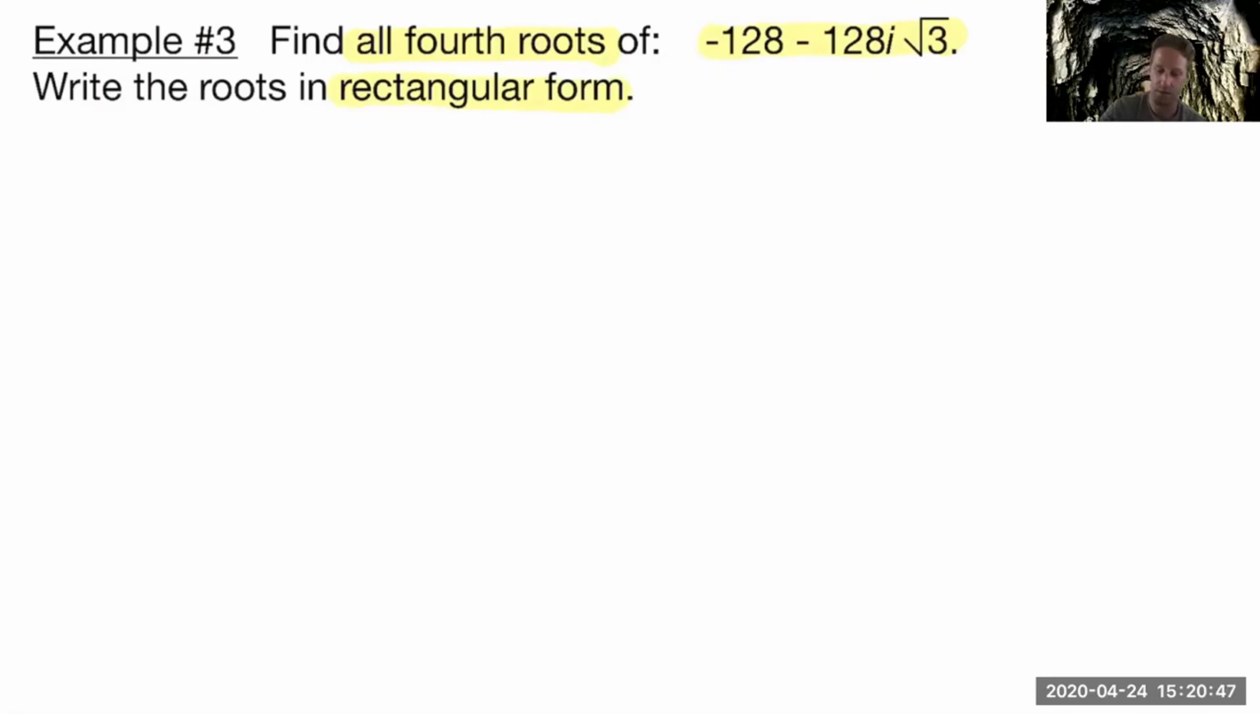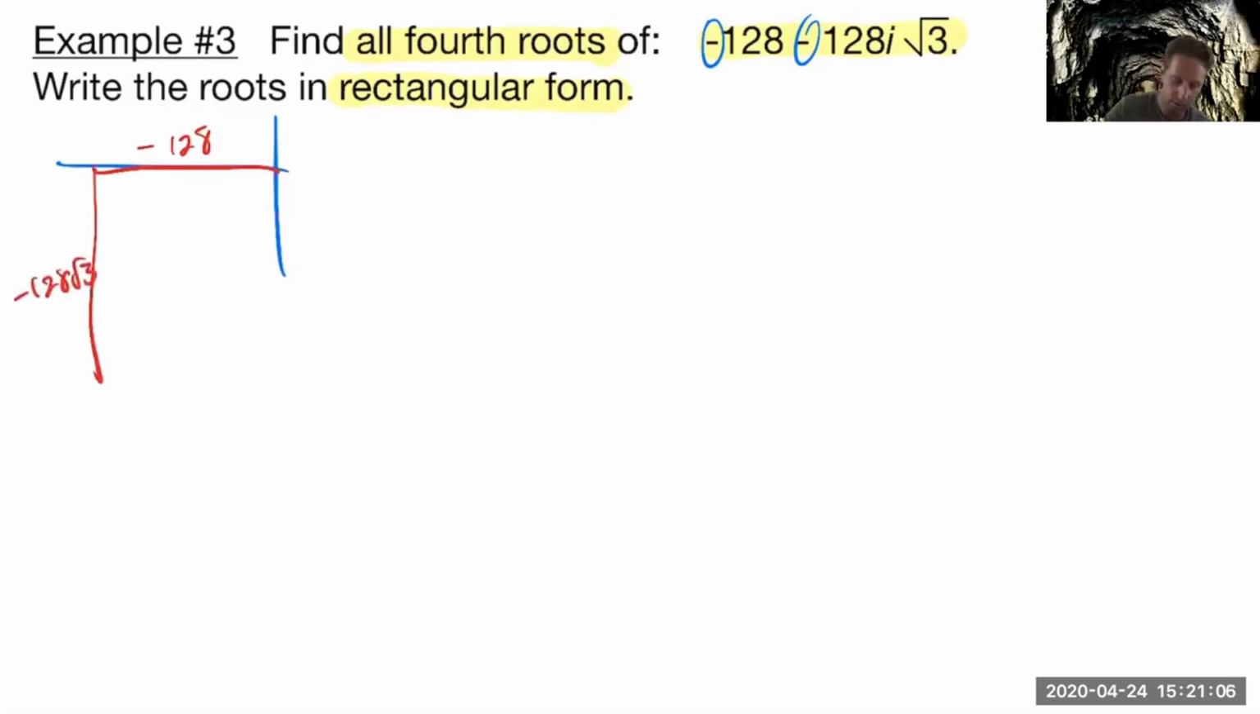So first things first, I know since this is negative and that's negative, looking at what quadrant I would be in, I'm in quadrant 3. And if I was to draw this out, I'd have to go left 128 units and then down 128 root 3 units. And in order to draw this into my right triangle to get my theta and my r, again, this is why I reviewed the 45, 45, 90 and 30, 60, 90. These can be utilized very nicely and easily if you recognize that this is an A, this is an A root 3, and this is a 2A.